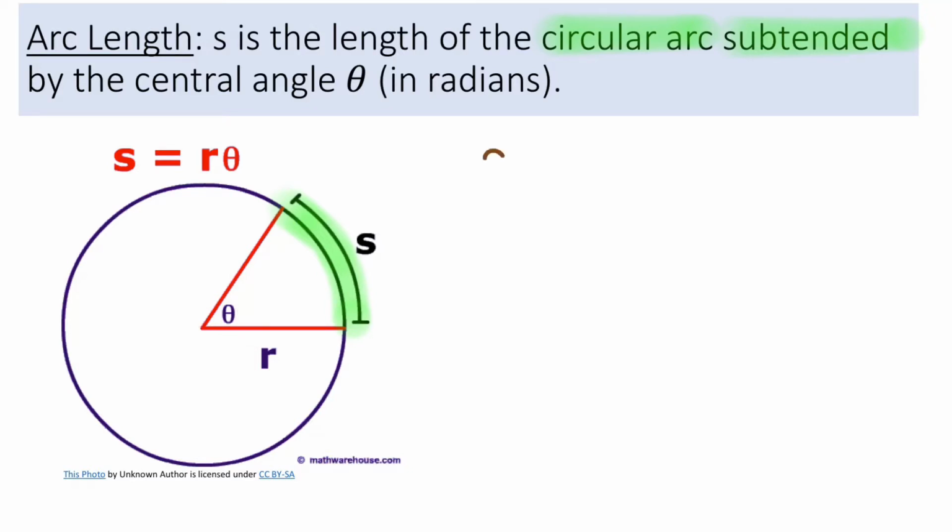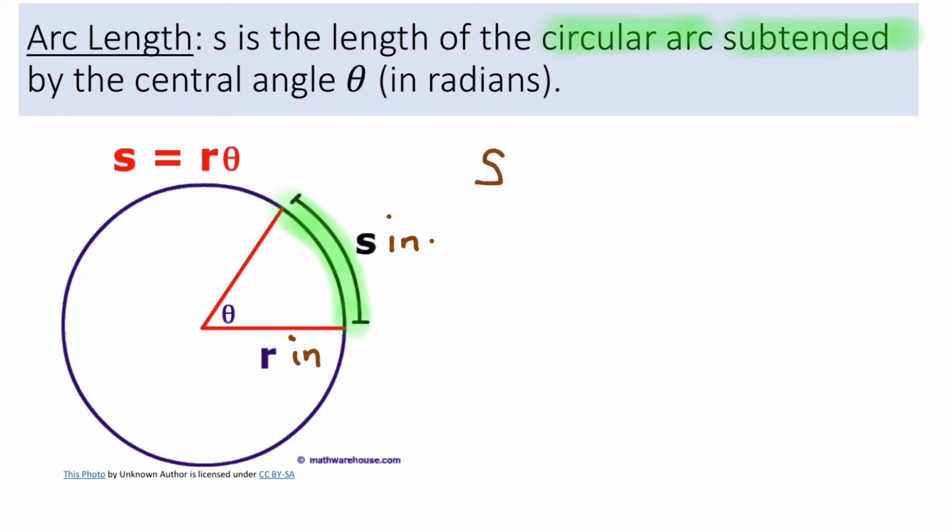So S is your standard variable that we use to refer to arc length. The units of the arc length are going to be the units of the radius. So if this radius was in inches, then this distance here would also be given in inches. That's generally how you're going to see this.